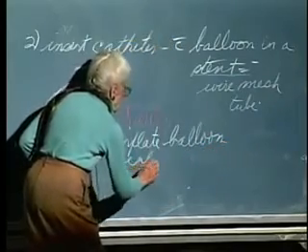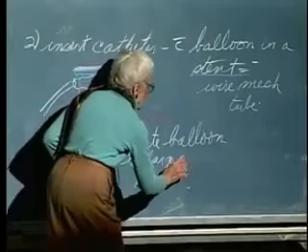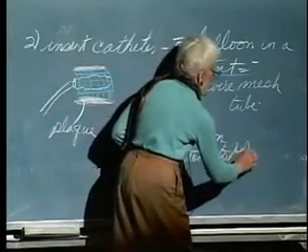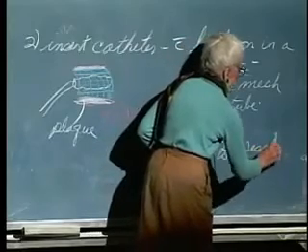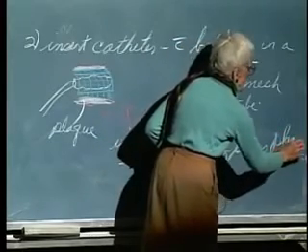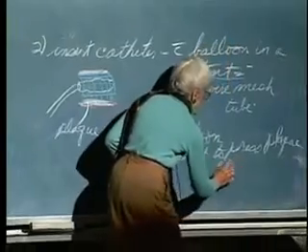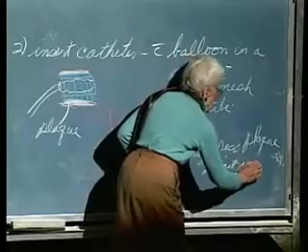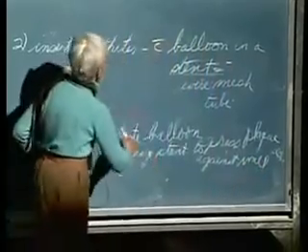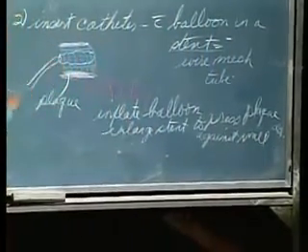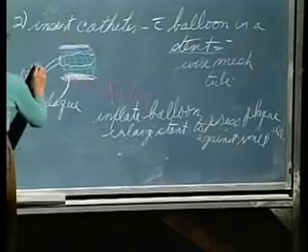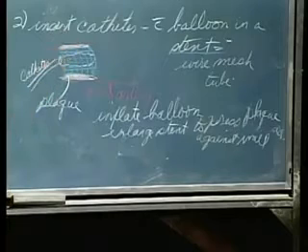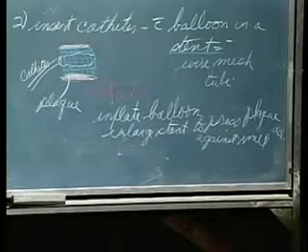Enlarge stent to press plaque against wall. And then you can remove the balloon and the catheter and leave that stent in place.